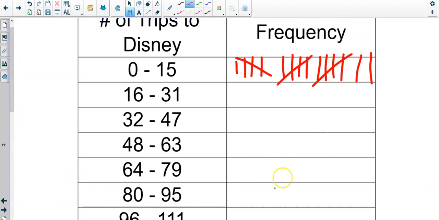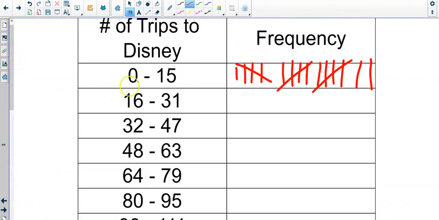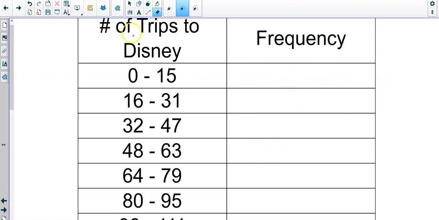1, 2, 3. There is 1 6, 1 7, and 1 10. And again, all the 6, the 7, and the 10 all happen between 0 and 15. So the 6, the 7, and the 10. So now you know the frequency for 0 to 15. How many tally marks are there? There are 20. So I can erase my tallies and actually put in here 20.